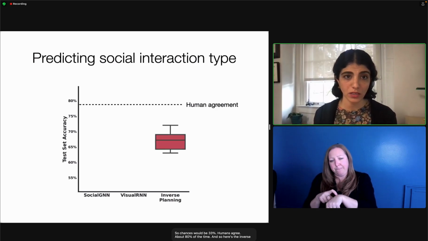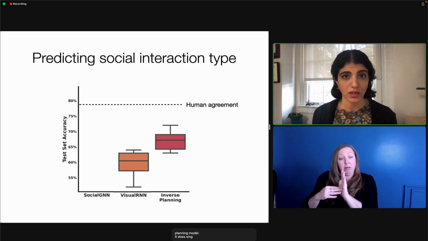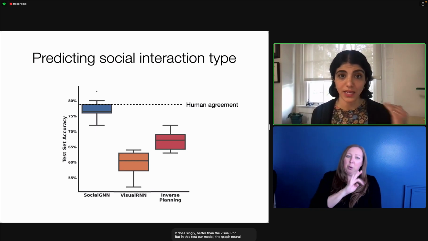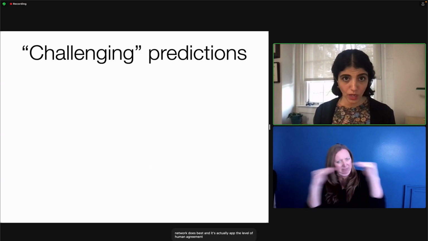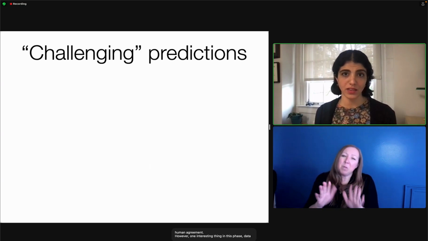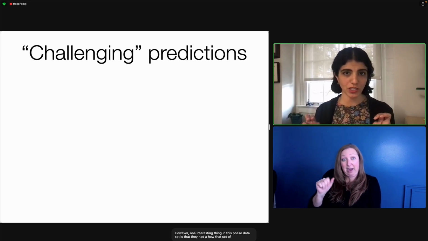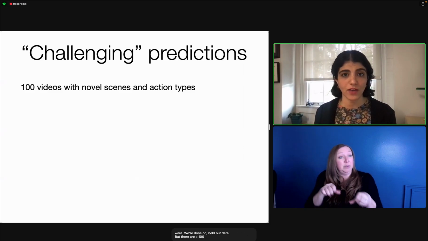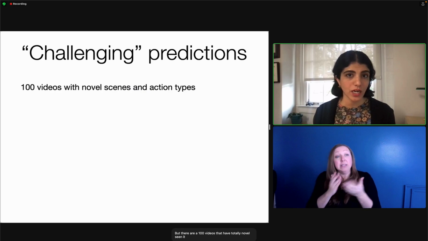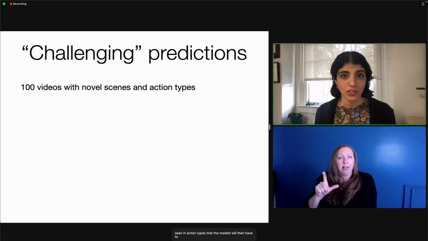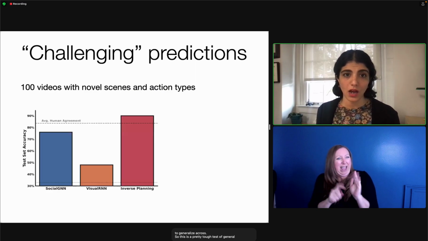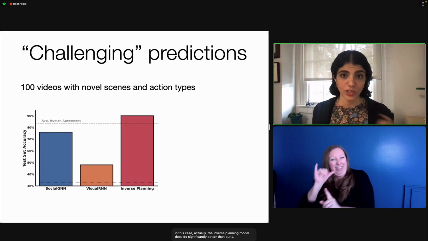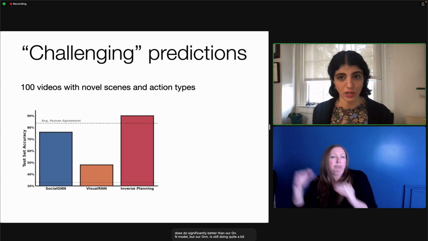And so here's the inverse planning model. It does significantly better than the visual RNN. But in this test, our model, the graph neural network, does best and is actually at the level of human agreement. However, one interesting thing in this PHASE data set is that they had a held out set of challenging predictions. All of the previous results I just showed you were done on held out data, but there are 100 videos that have totally novel scene and action types that the models will then have to generalize across. So this is a pretty tough test of generalization. And in this case, the inverse planning model does do significantly better than our GNN model, but our GNN is still doing quite a bit better than the baseline model.